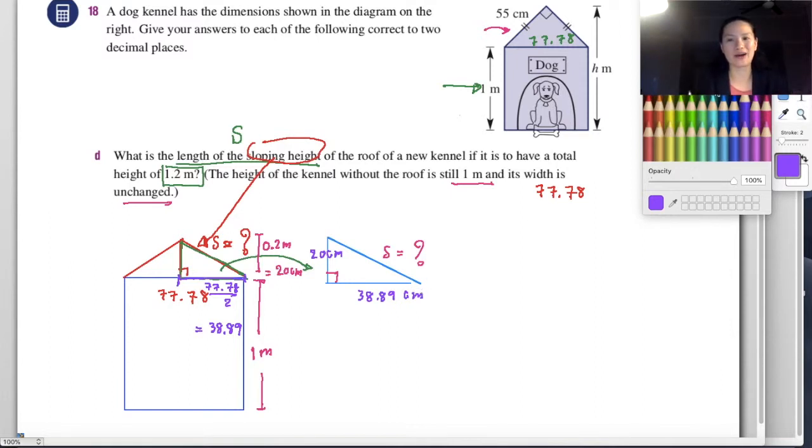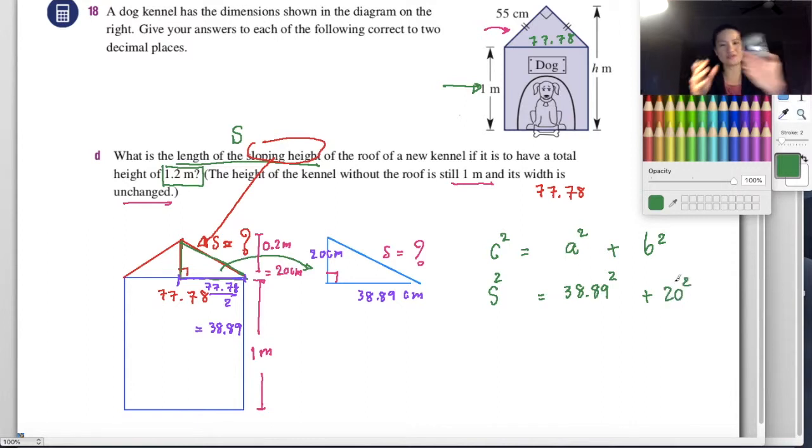Now use our formula. Do you remember our formula? Let me tell you again: c squared equals a squared plus b squared. In this question, we want to find the slope height. The slope height squared equals 38.89 squared plus 20 squared.